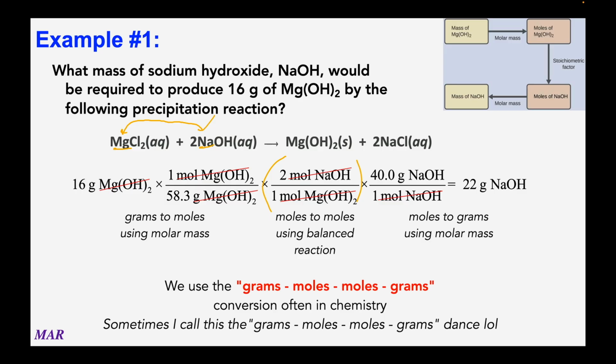So I call this sometimes the grams, moles, grams dance. It's not really a dance, but it kind of feels like it. And what you're doing, you're turning grams of your starting material into moles, like we did with Mg(OH)2. The moles to moles part comes from the balanced reaction, which you just need to balance and figure out. And then you go back to grams, the moles to grams part, using the molar mass of what you're looking for. We'll do this a lot. It's not hard or anything like that. Make sure you know how to get a molar mass value from the periodic table, and you're good to go.